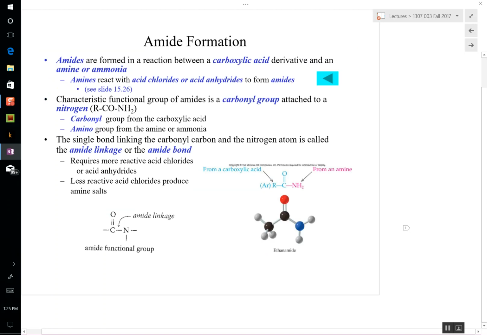All right, we'll just talk about amides for a few minutes here. Any questions about amines? Okay, I covered those three reactions: basicity, neutralization, and quat salt formation. All right, so those are the three main reactions in chapter 15.